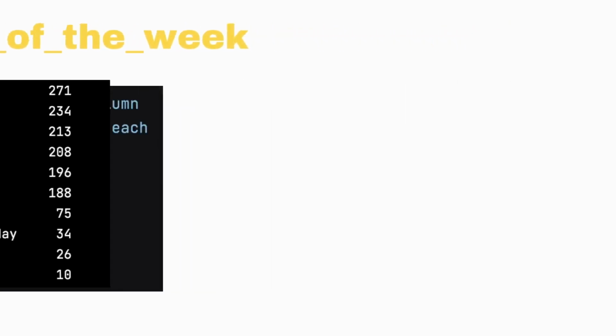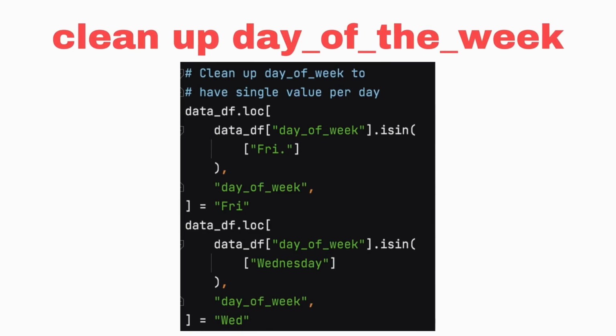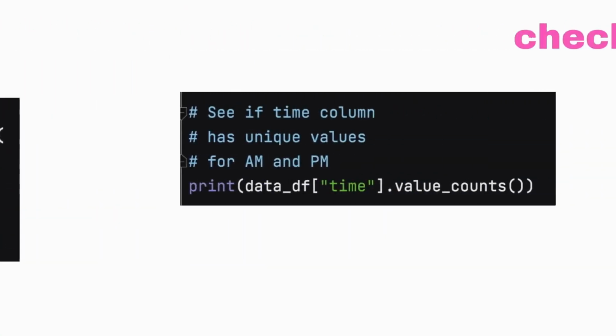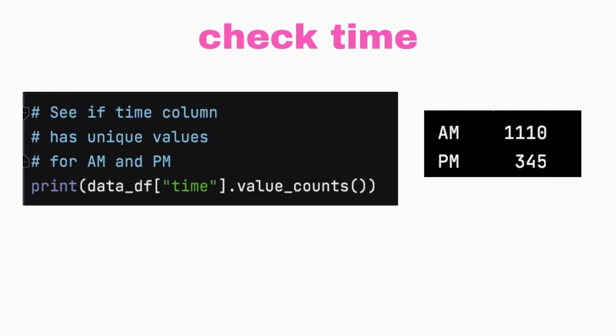The following code is cleaning the day of the week variable, replacing FRI dot with FRI. I did a similar thing, replacing Wednesday with WED, as well as Monday with MON. I then wanted to check the time value, which is the time of the class, whether it's uniquely represented, and it was. It was only using AM and PM in this variable.